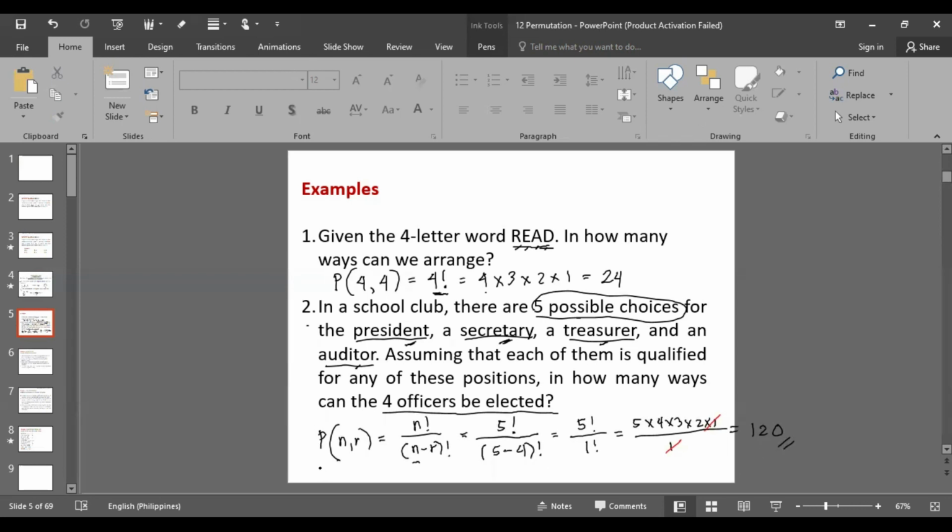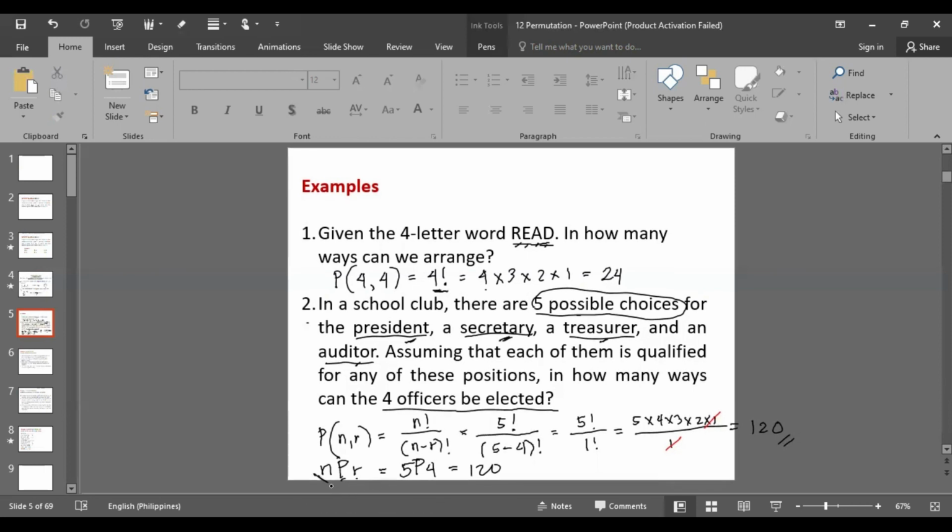Pero class, kung meron ito sa scientific calculator nyo, nPr, i-press nyo yan, then lalabas sa scientific calculator nyo yung letrang P. Then mag-type kayo before letter P ng 5 since the value of n here is 5. Then balik kayo dito sa unahan ng P, lagay nyo 4. Then it will give you 120. So mas mapapadali kung meron kayo nito, class. Okay, that's it for the first 2 examples.